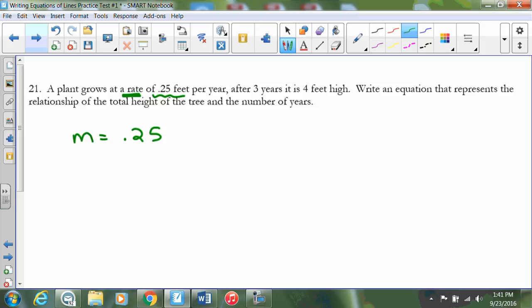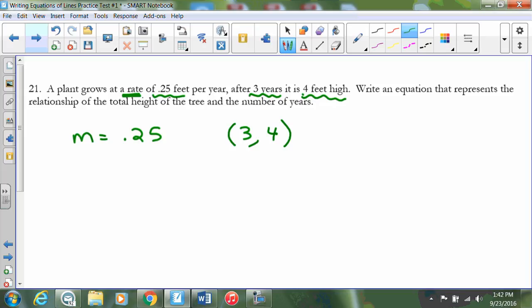And then look what they gave us. After 3 years, it is 4 feet high. These two things go together. In 3 years, the plant will be 4 feet high. So when you see two numbers that are related like this, you know that they've given us a point. So now we get out of the problem. We got our information from the problem.